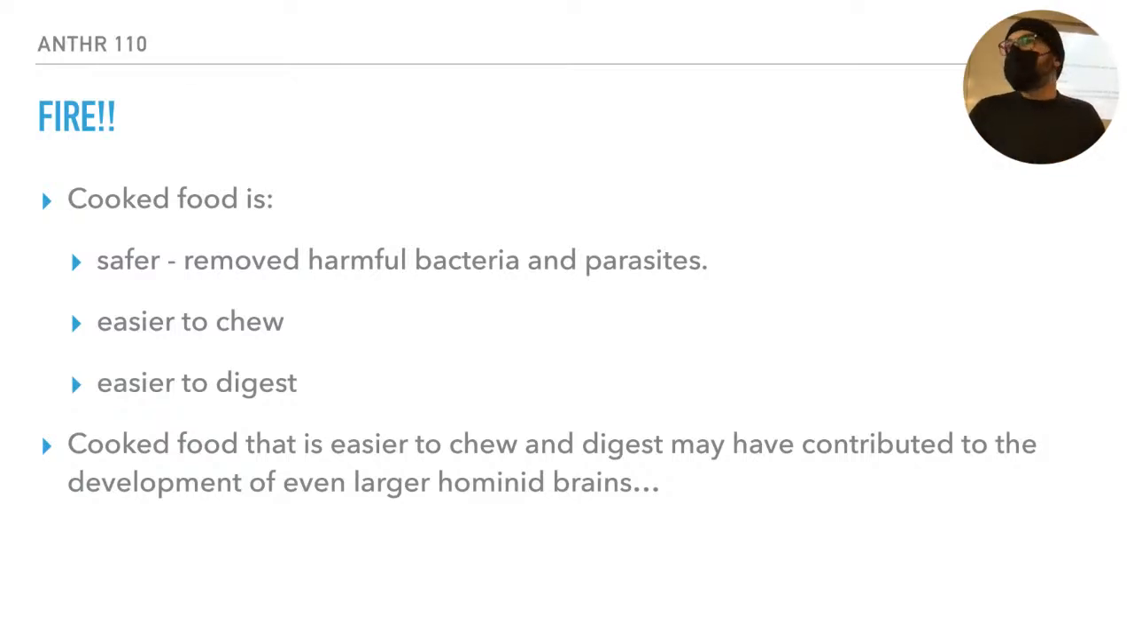You're more likely to survive because you're less likely to eat bad meat. Easier to chew, right? Things that are raw are really tough. You need big, strong jaws to chew that stuff. Cooked meat, much softer, much more tender. And as a result, that's one of the things that has happened from the time of Homo erectus to us.